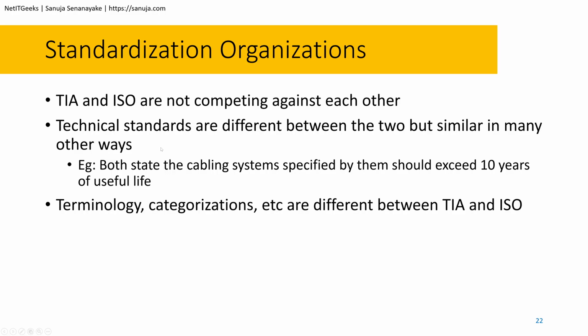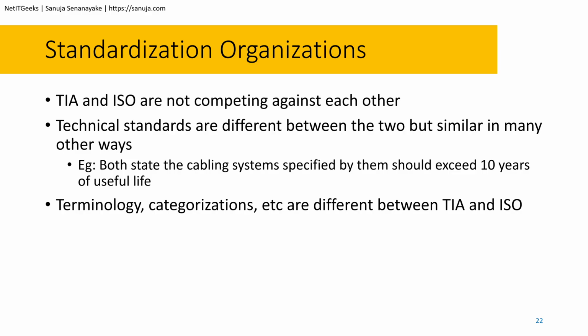Both state that the cabling system specified by them should exceed 10 years of useful life, for example. So even though they have two different standards for cabling, both agree that the cabling system specified by TIA and ISO should at least exceed a 10-year useful life. If you buy a cable that is TIA or ISO standard, it should last a minimum of 10 years of useful life, because both of these organizations agree on that. So they're not competing against each other. They are working with each other while trying to create their own standards.